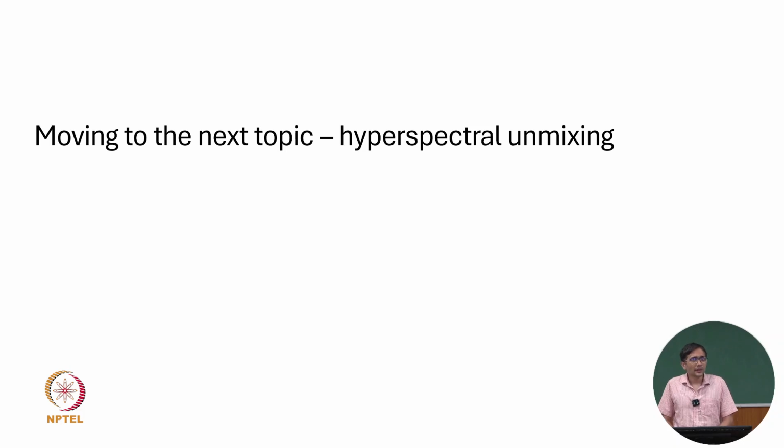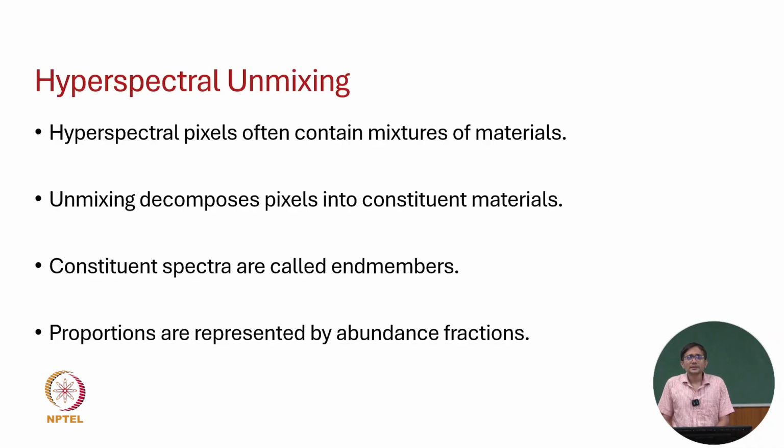So now we will move to the next topic, hyperspectral unmixing. We will, for the next couple of minutes, discuss a bit of basics about this, and then we will take it forward in the next lecture. Hyperspectral pixels often contain a mixture of materials, and unmixing helps us to decompose the pixels into constituent materials. The constituent spectra are called endmembers. The proportions are represented by abundance fractions.